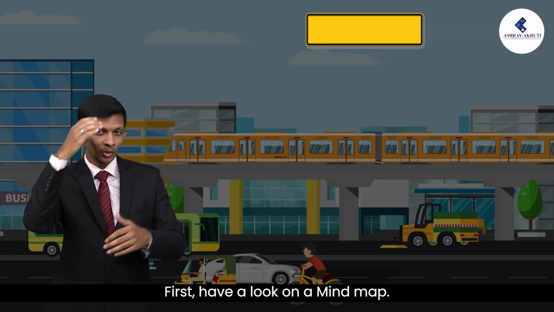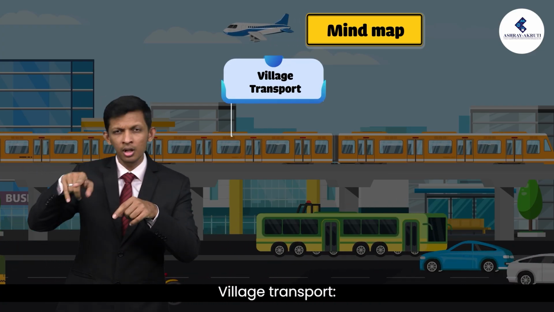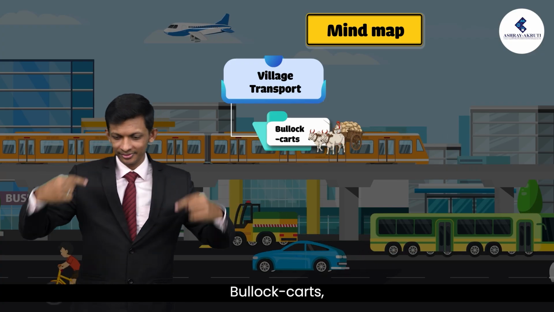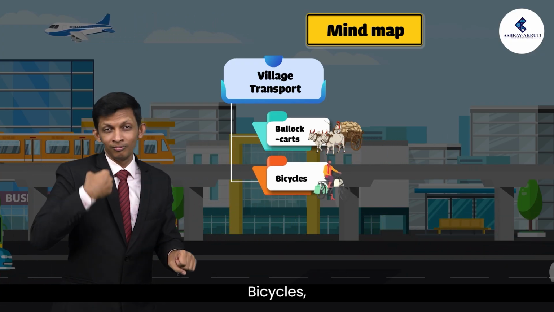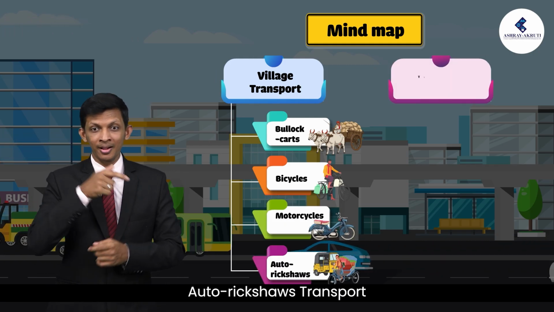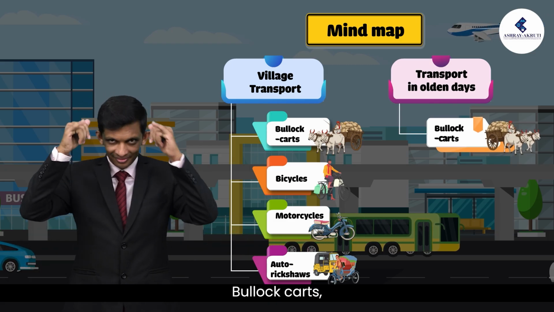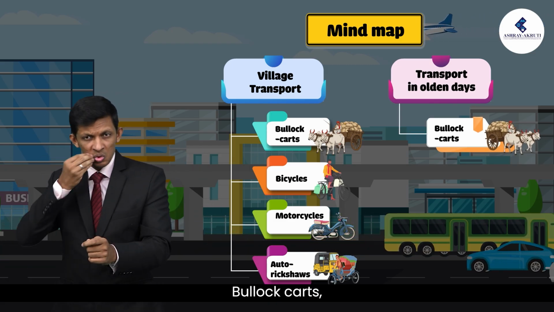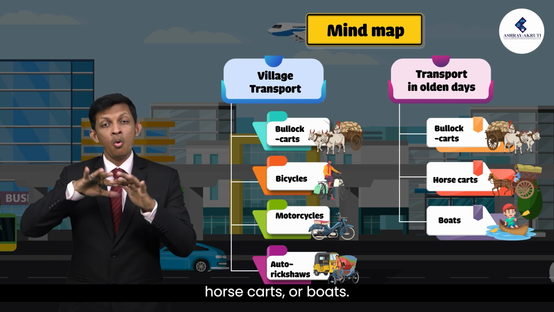First, have a look on mind map. Village transport, bullock carts, bicycles, motorcycles, auto rickshaws. Transport in olden days, bullock carts, horse carts or boats.